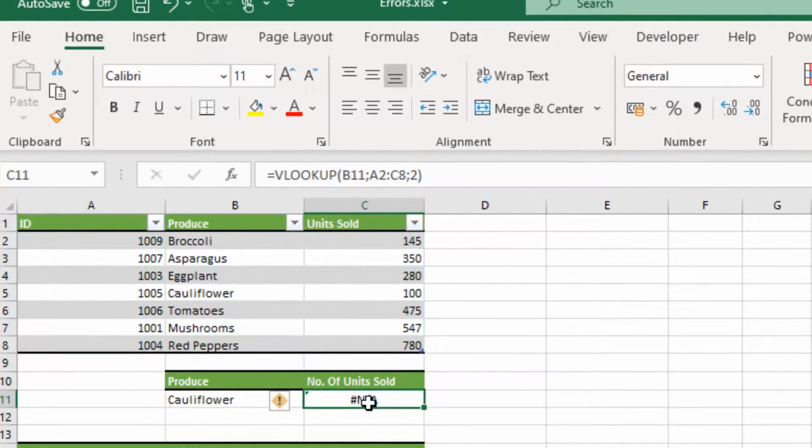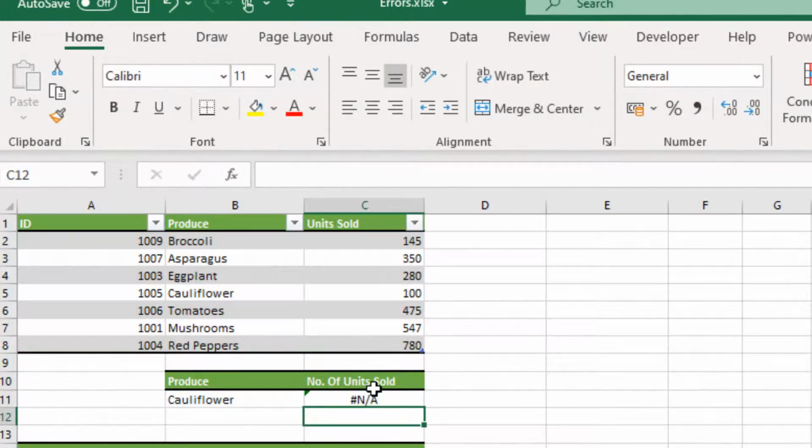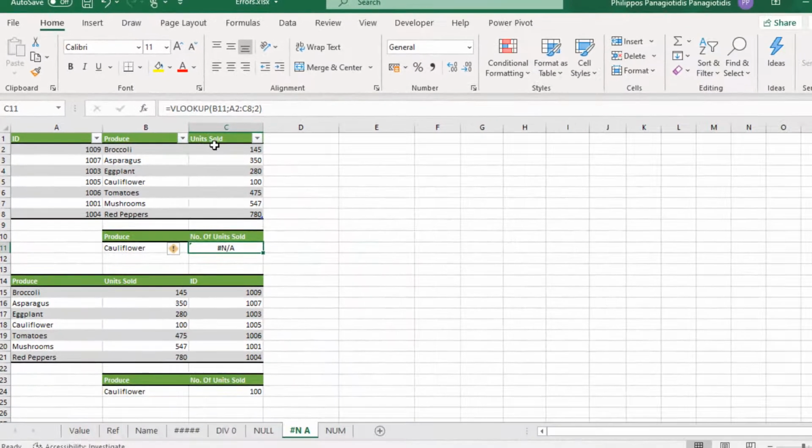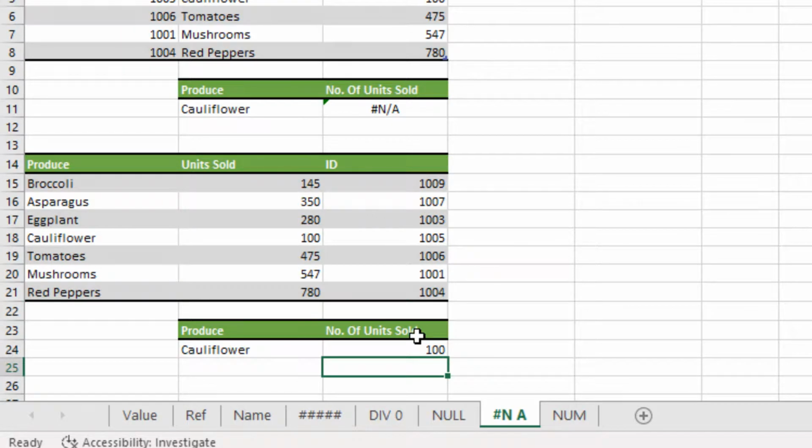#N/A. Here I have the VLOOKUP formula, and I don't get a result. What does it mean? This #N/A means it doesn't know the solution. So all we need to do is to rearrange the way that we have our columns in order for the VLOOKUP to work. Here in the first case, the ID has moved to third, product has moved to the first, and units sold has moved to the second. This way, with the same data, we get a result with the VLOOKUP function.